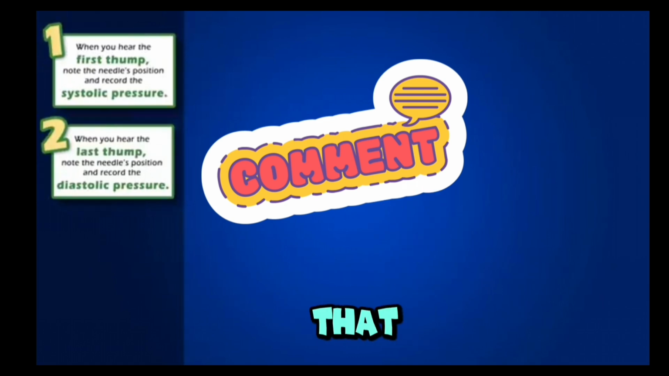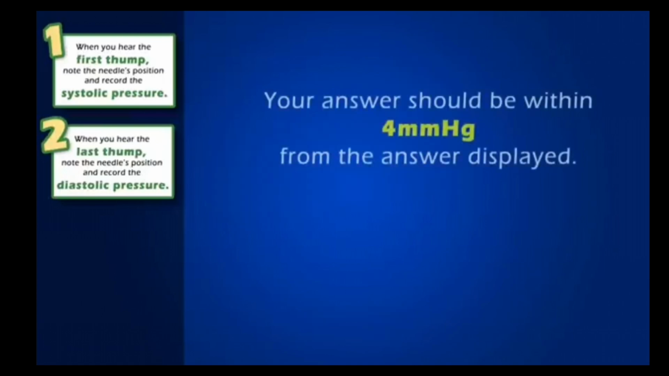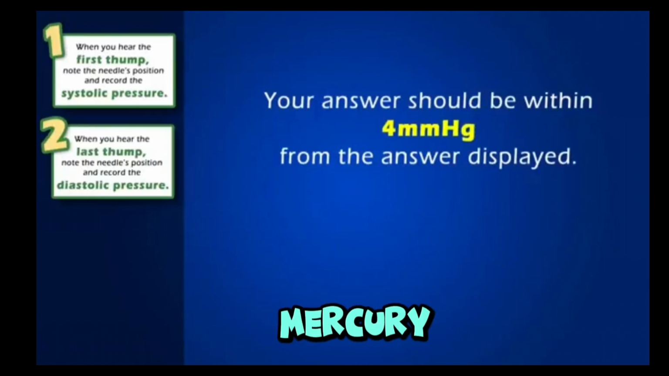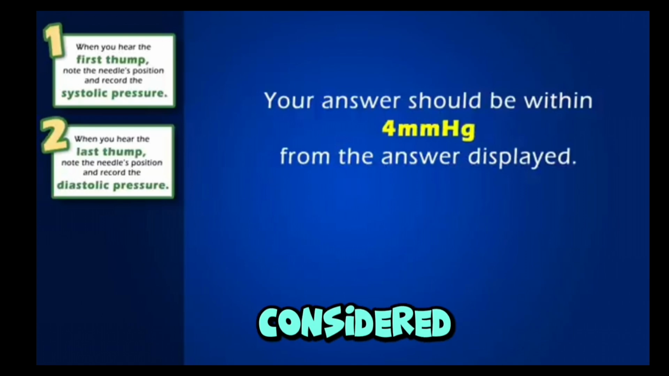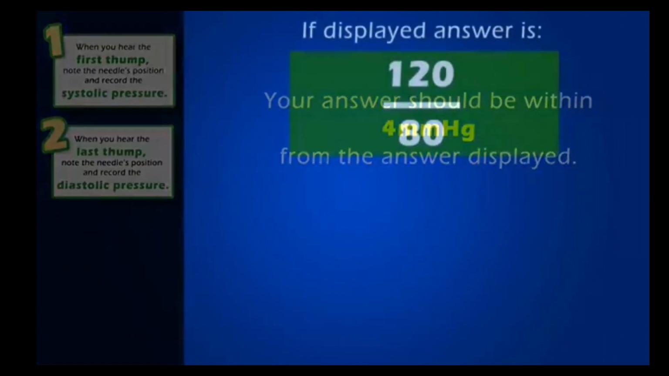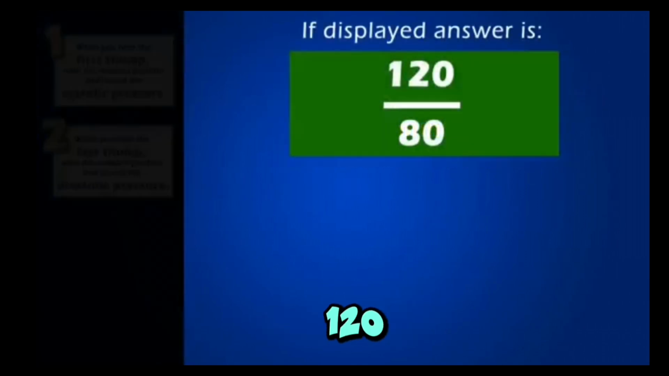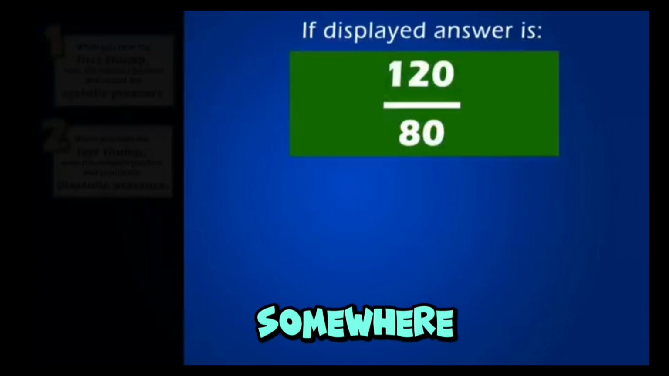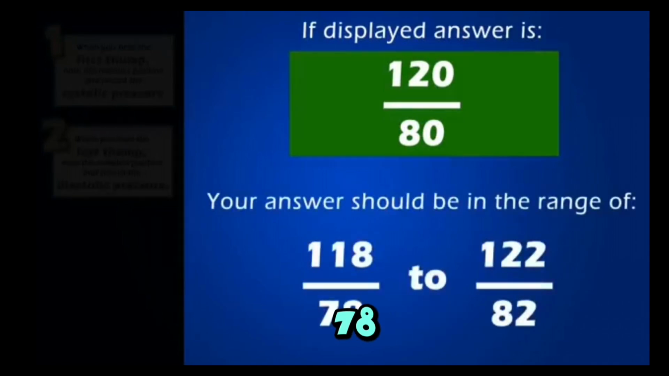Let's practice applying these two steps. Please note that your answer may be slightly different from what's displayed, but that's okay, as long as your answer is within 4 millimeters of mercury. Your answers are still considered accurate. For example, if the displayed answer is 120/80, but your answer falls somewhere in the range of 118/78 through 122/82, your answer is still considered accurate.